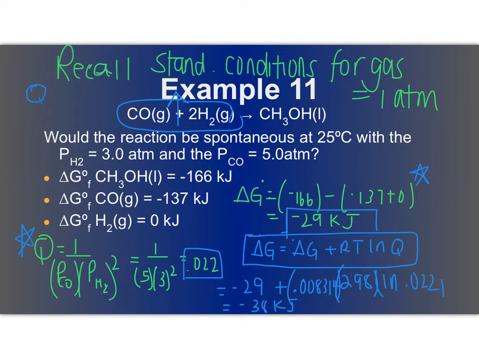Thus Q will get smaller, and the reaction will shift to the right to try to reach equilibrium. Thus, the reaction would be more spontaneous at non-standard conditions, or we could say is more product favored at non-standard conditions.